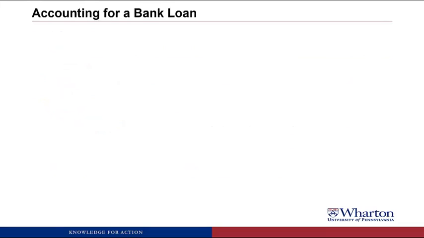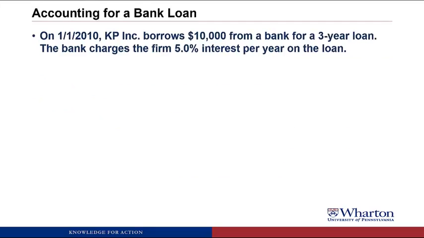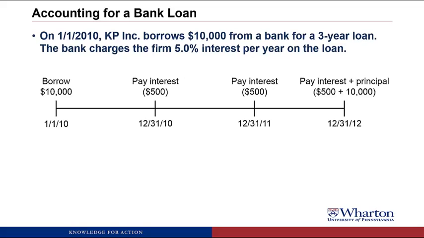First, let's look at how we do the accounting for the bank loan. So in this example, on January 1st, 2010, KP Incorporated is going to borrow $10,000 from a bank on a 3-year loan. The bank charges the firm 5% interest per year. So it's always helpful to look at a timeline of payments to try to figure out when we're going to get cash and pay cash, and that'll help guide the journal entries.